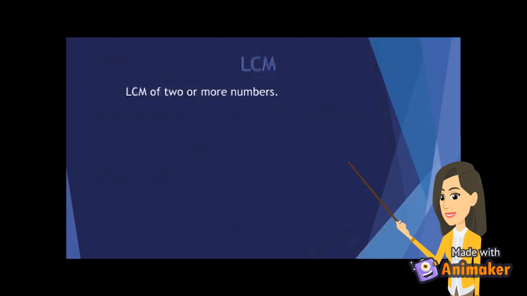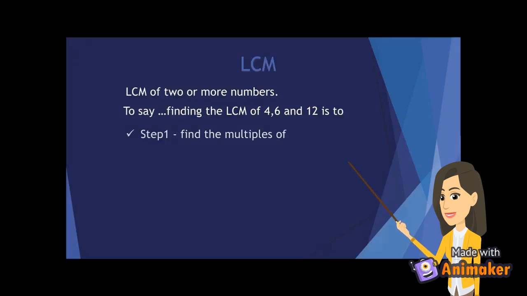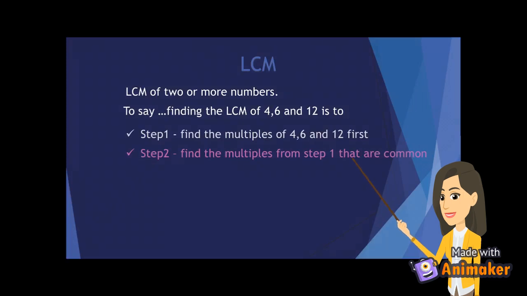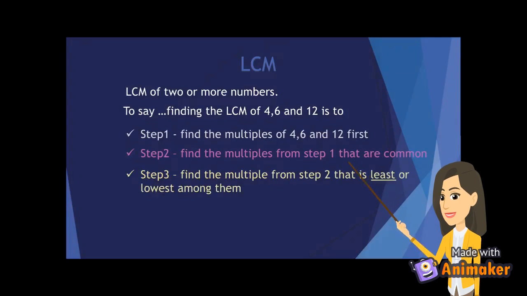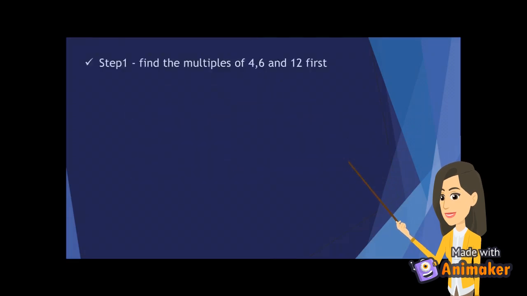LCM of 2 or more numbers. To say, finding the LCM of 4, 6 and 12 is to: Step 1. Find the multiples of 4, 6 and 12. Step 2. Find the multiples from Step 1 that are common between the numbers. Step 3. Find the multiple from Step 2 that is least or lowest among all of them. Let's get started.